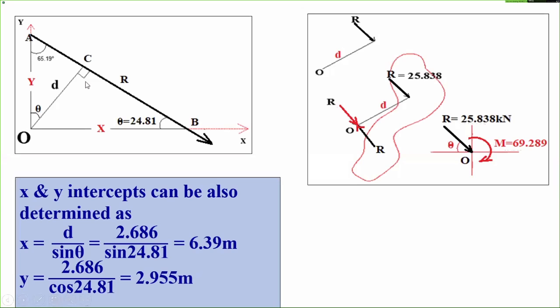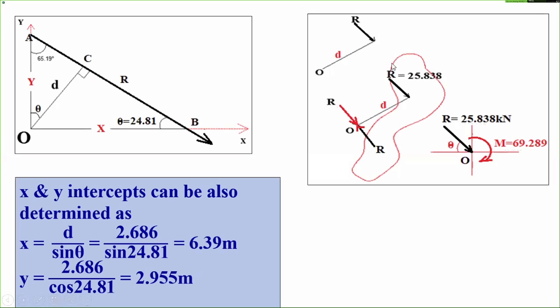Now what do I have to do? This resultant I have to shift to the point O. So what will I do here? At point O, I will add two forces of the same magnitude R, but acting in opposite direction. So I am adding the same magnitude resultant forces in opposite direction, one acting in the downward direction, another acting in the upward direction.